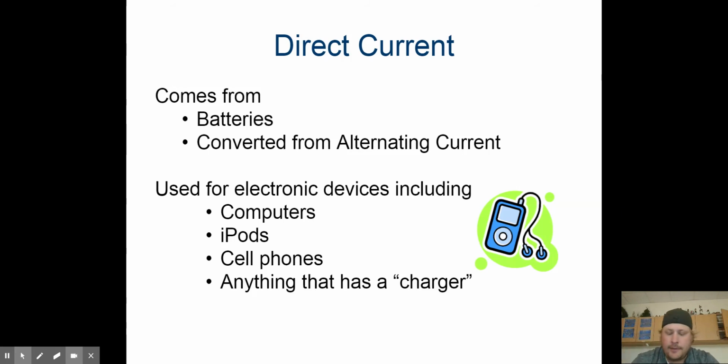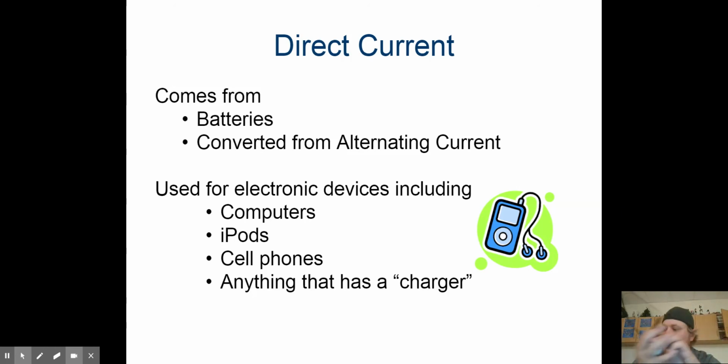How does this work on, let's say, a cell phone? On a cell phone, you usually have these little things right here. What these little things do is you plug it into the outlet, and then this box is your converter. It converts alternating current, which we're going to learn about in a second, to direct current through the cord that then plugs into your phone, into your iPod.